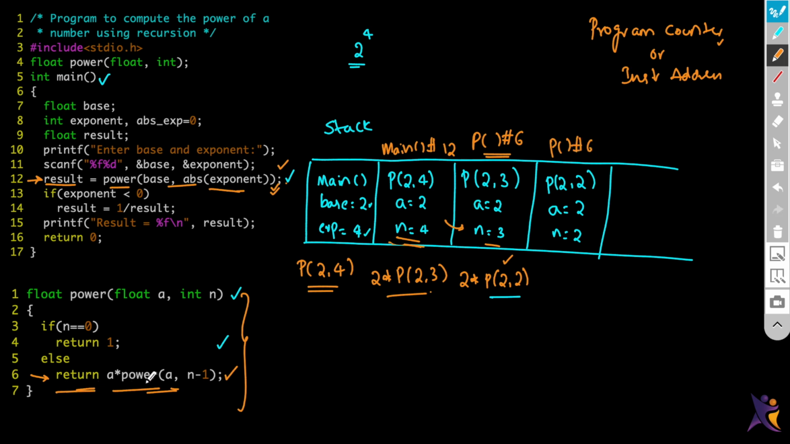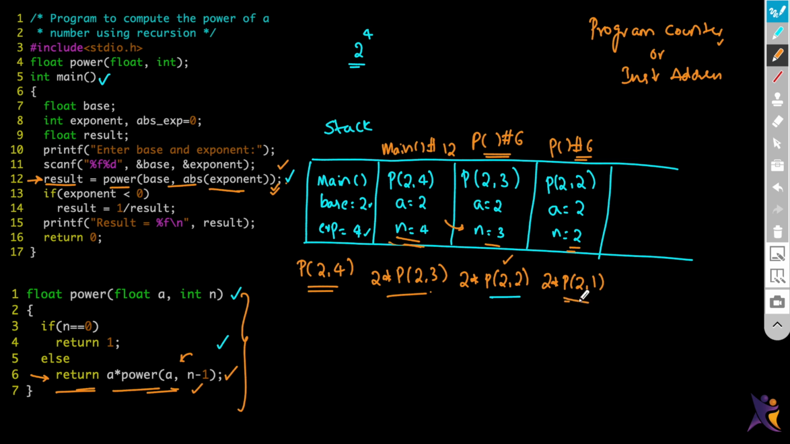So this is the line in which we have the power function, right? So after executing this function, the control should come back to this place and execute the rest of the instructions, right? So that is the reason we have line number 6 of the calling function. And again in this function n is equal to 2, so it goes to the else part and executes this statement, 2 into power of 2 comma 1, right?